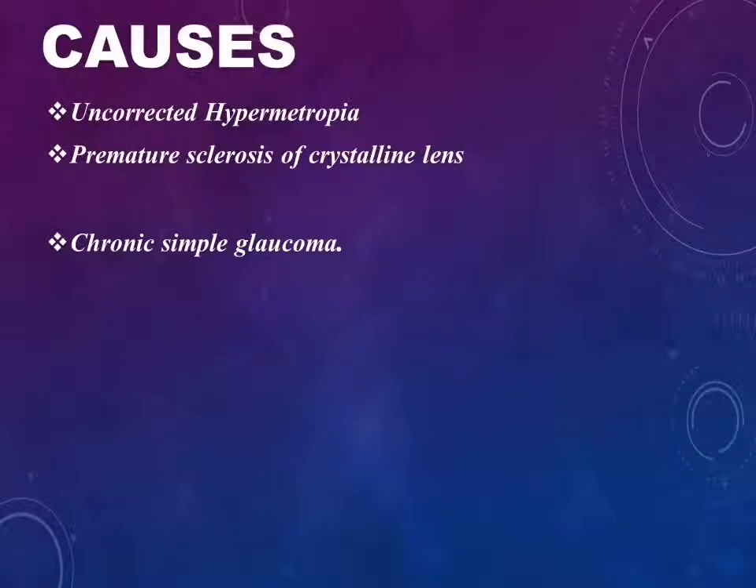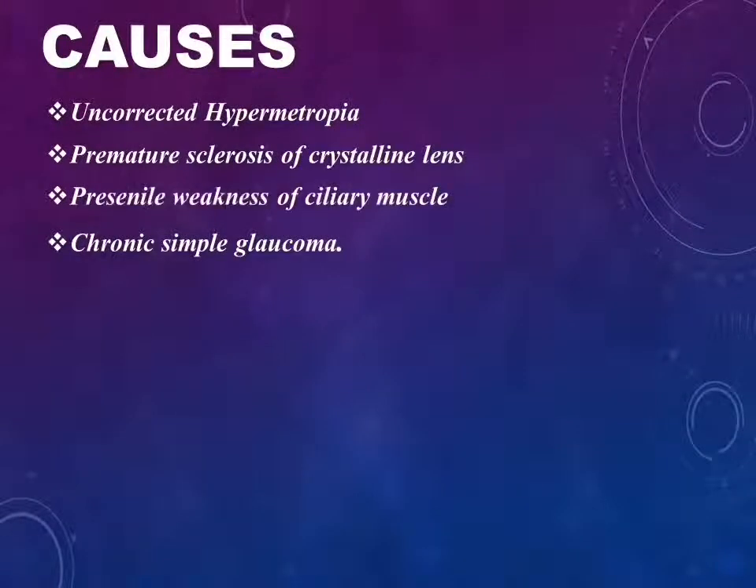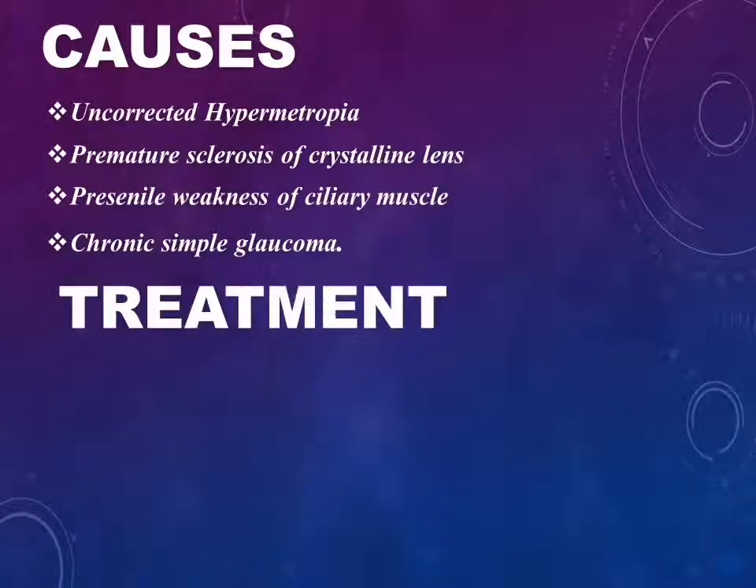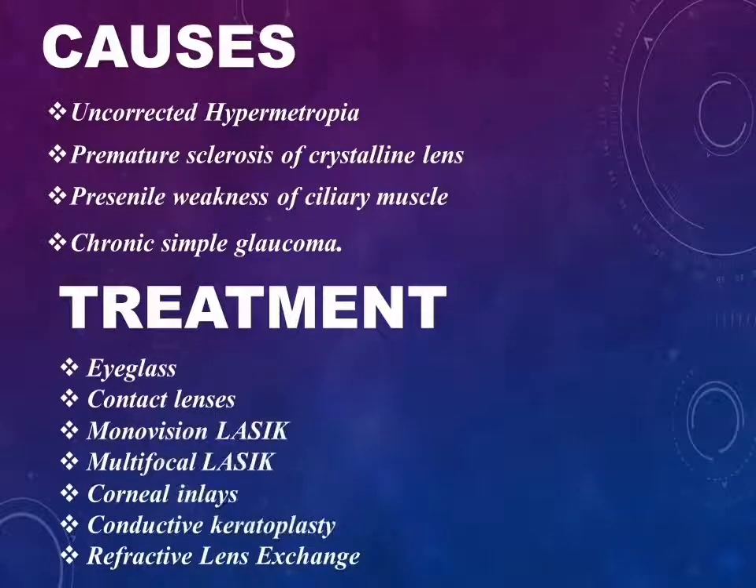Causes for premature presbyopia: uncorrected hypermetropia, premature sclerosis of crystalline lens, presenile weakness of ciliary muscle, chronic simple glaucoma. Treatment for presbyopia correction: eyeglasses, contact lens, monovision LASIK, multifocal LASIK, corneal inlay.